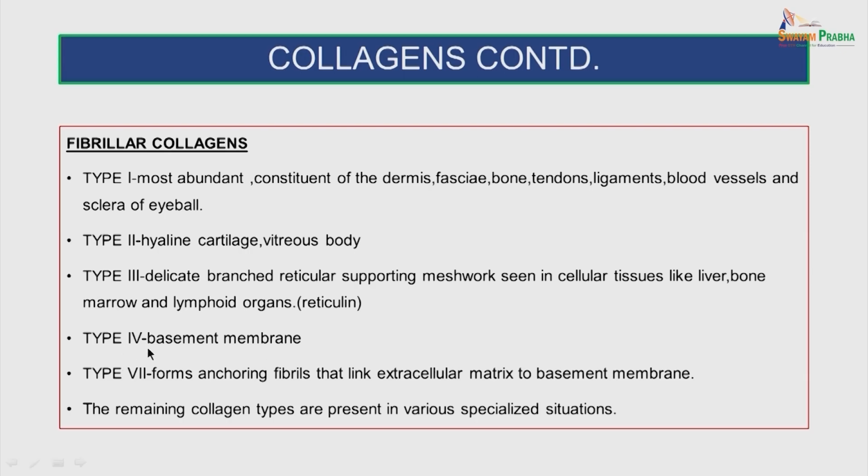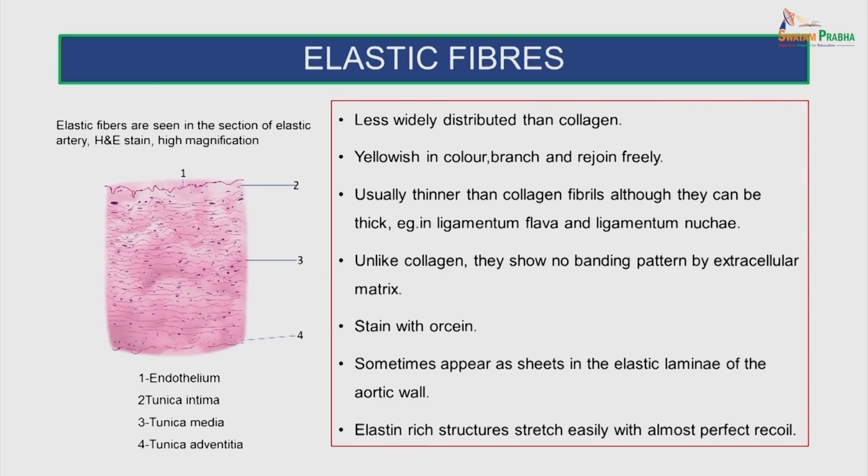The type 4 is seen in the basement membranes. The type 7 forms the anchoring fibrils that link extracellular matrix to basement membrane. The remaining collagen types are present in various specialized situations.